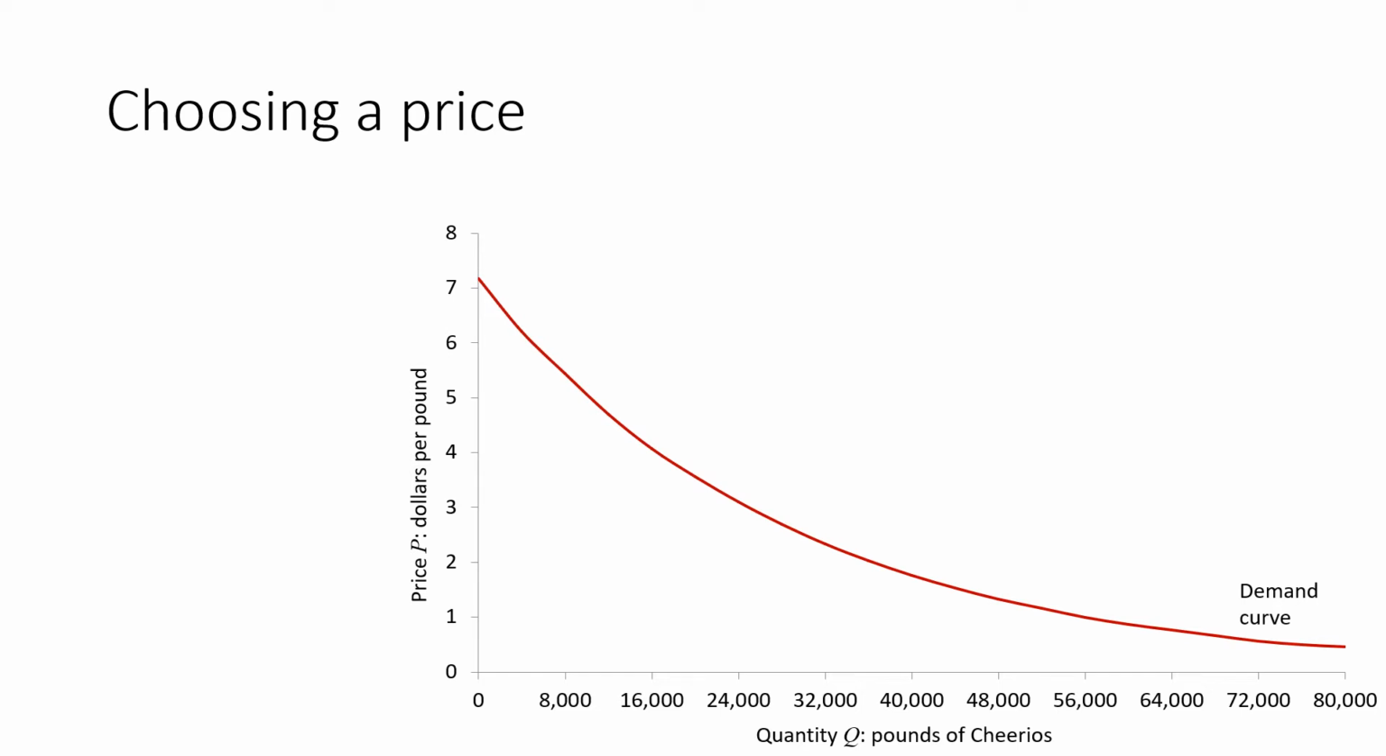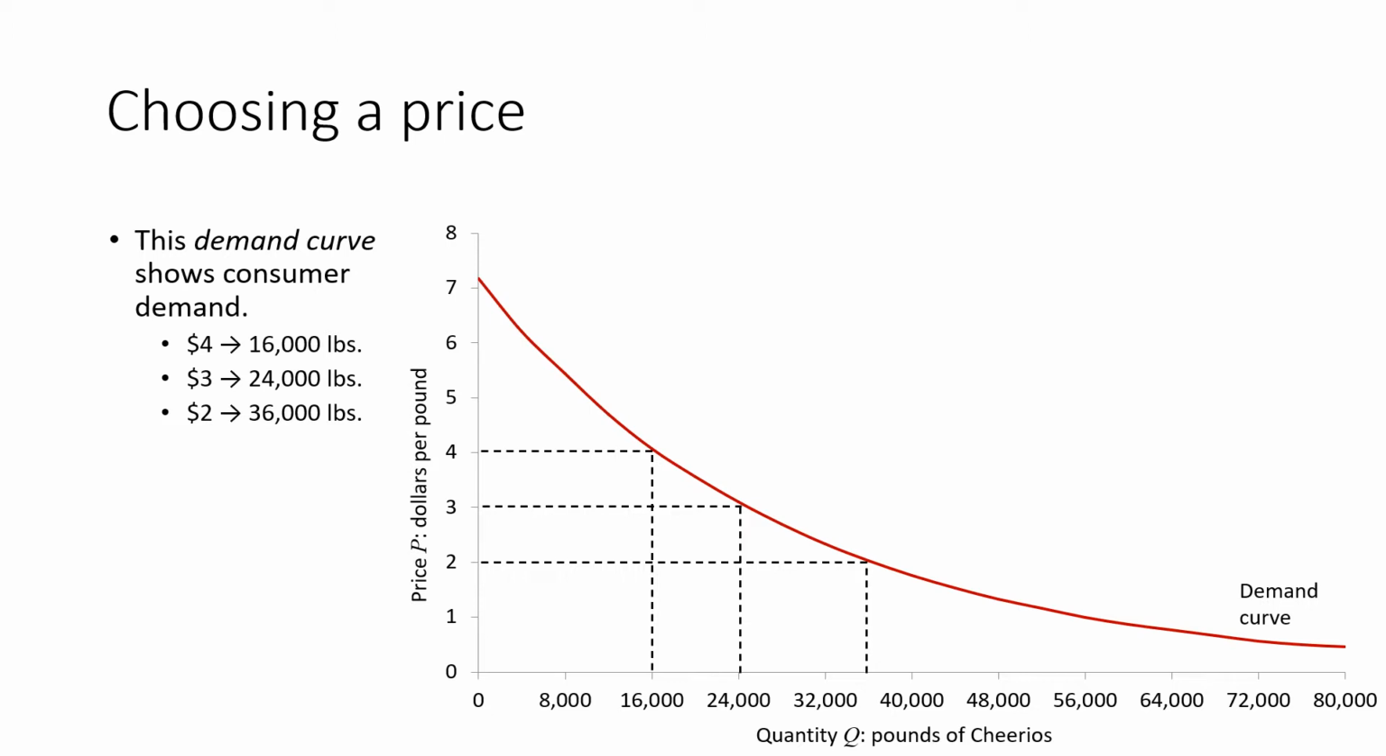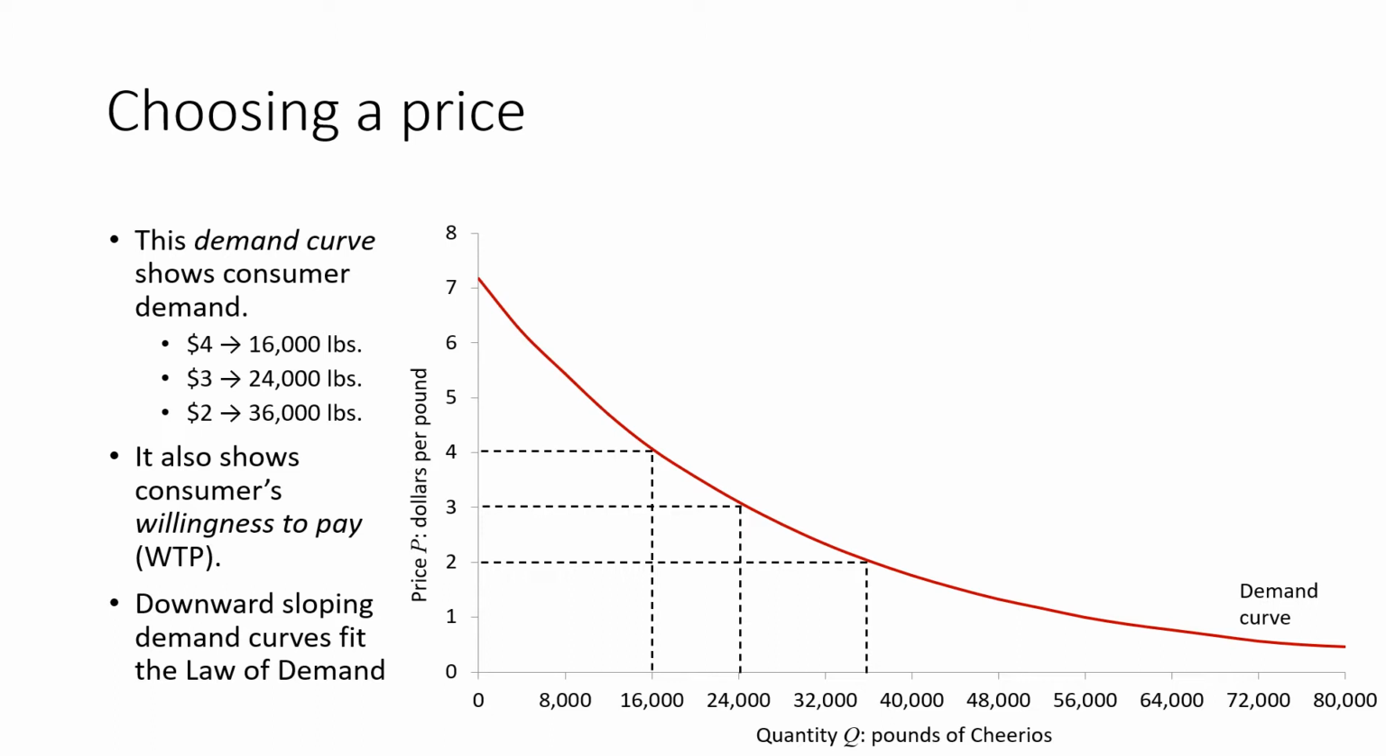So, as you can see in this demand curve, we are actually seeing consumer demand. Here, when price is equal to $4, the pounds of Cheerios demanded are 16,000 pounds. When the price is equal to $3, there are 24,000 pounds. When the price is equal to $2, we have 36,000 pounds. And these also show the consumer's willingness to pay. And as you all know, downward sloping demand curves fit the law of demand.